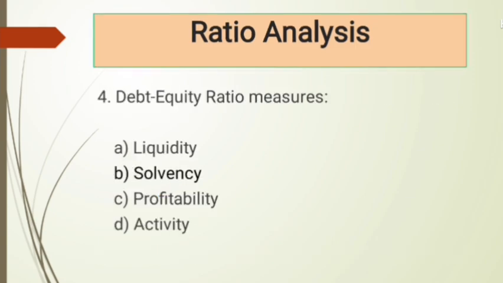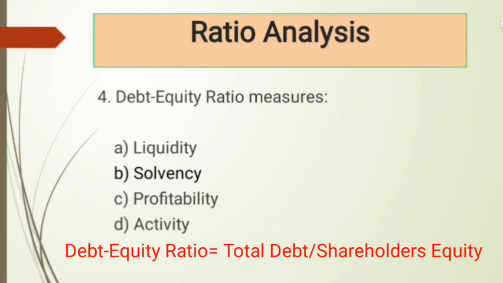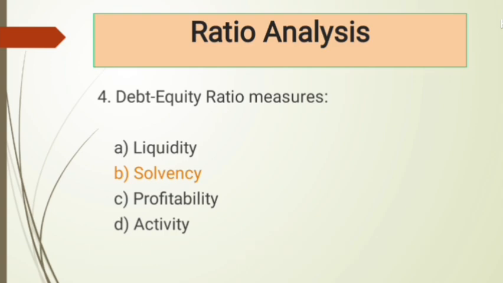Fourth, what does debt equity ratio measure? The formula of this ratio is total debt divided by shareholders equity, and it measures degree to which a company is financed by debt versus owner's fund, and higher ratio means higher financial risk, and that is why for the measurement of solvency debt equity ratio is used.